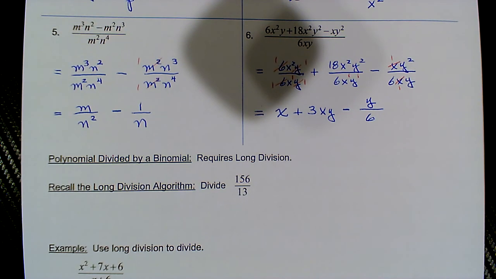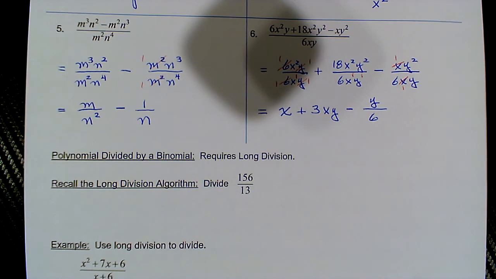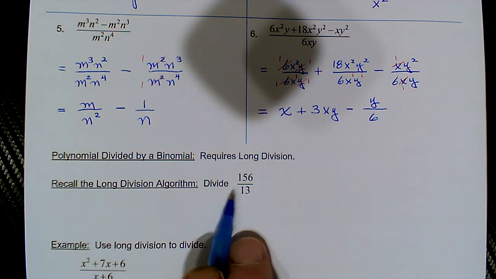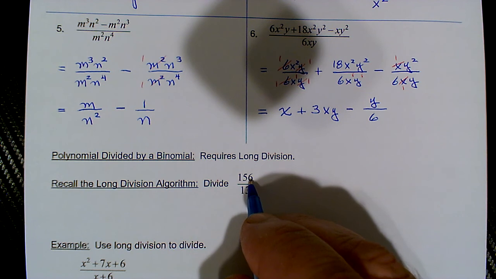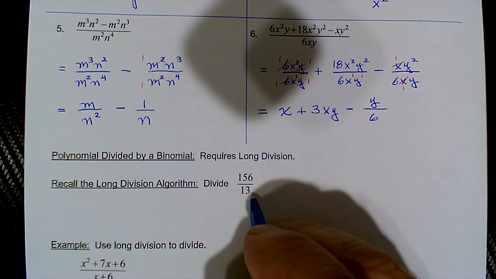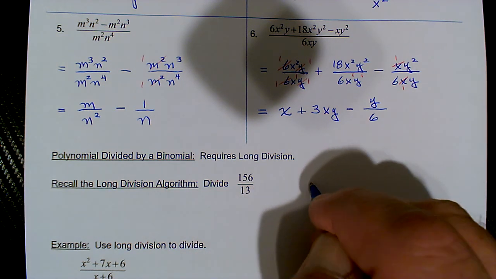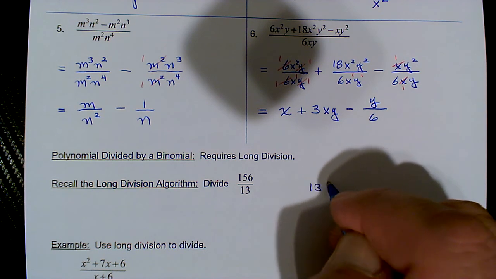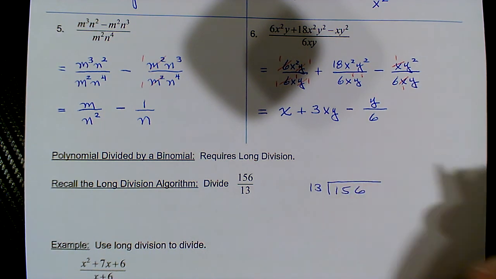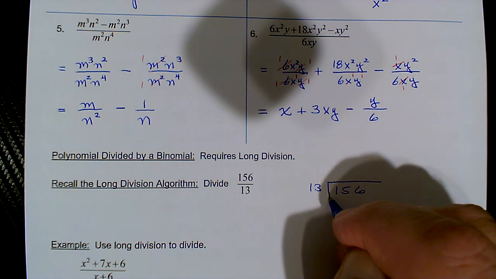But first off, when you divide a polynomial by a binomial, you have to go through the long division process. So recall the long division algorithm. If we had to divide 156 divided by 13, we'd put the 13 out in front of the 156. So this is our division algorithm, recall.